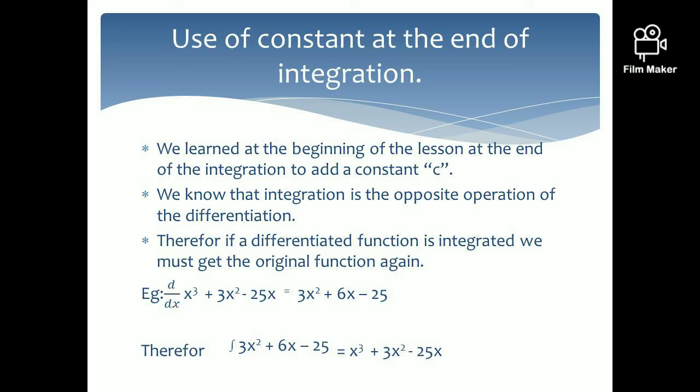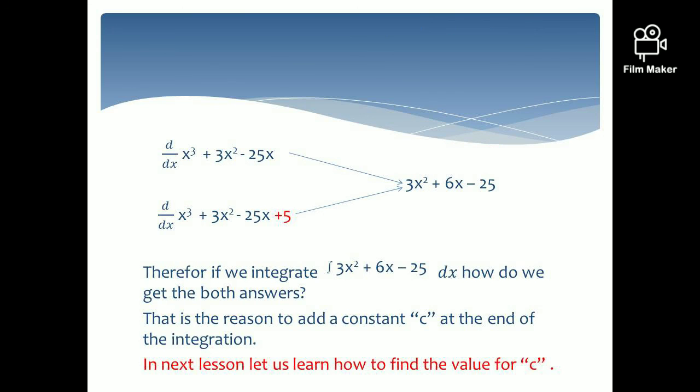As shown in this example, if you differentiate x to the power 3 plus 3x squared minus 25x, you receive the answer 3x squared plus 6x minus 25. Therefore, if you integrate 3x squared plus 6x minus 25, you should receive the answer x cubed plus 3x squared minus 25x. Refer to this example. If you differentiate x to the power 3 plus 3x squared minus 25x, you receive the answer 3x squared plus 6x minus 25.